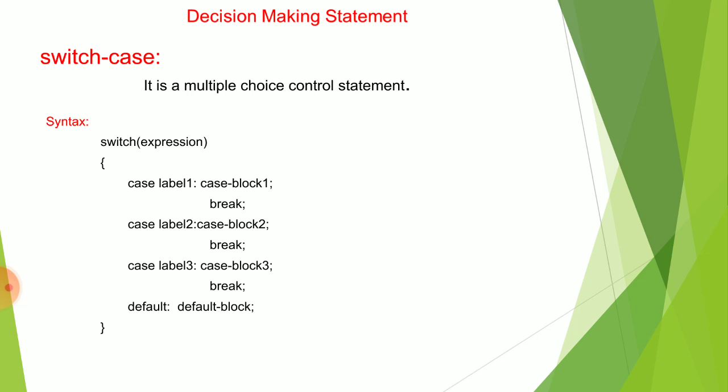The next type of decision making statement is switch case. It is a multiple choice control statement. The syntax for switch case is switch expression, case label 1, case label 2, case label 3. There are many labels available in switch case. The last one is the default block. If the expression does not match with any label, it matches with the default block.